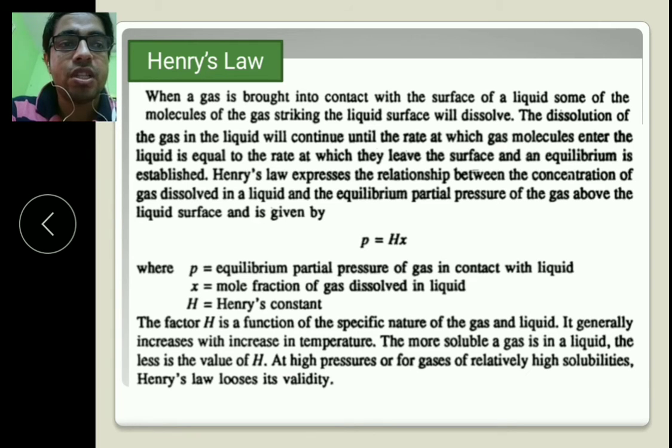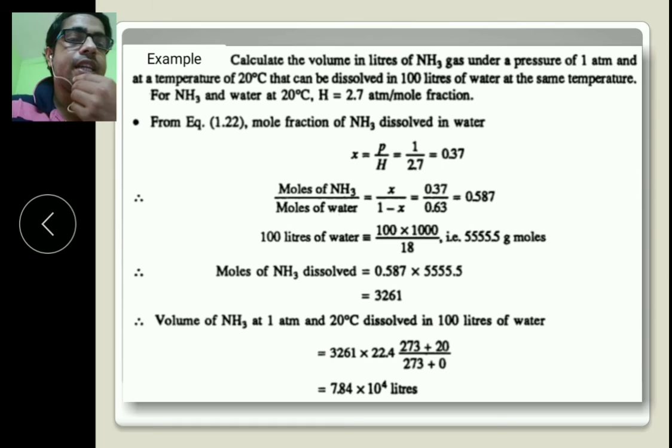At high pressure, or for gas of relatively high solubility, Henry's law loses its validity. So at high pressure and at very high solubility of gas, in these two cases Henry's law is not valid. We are going to the next page and taking an example.